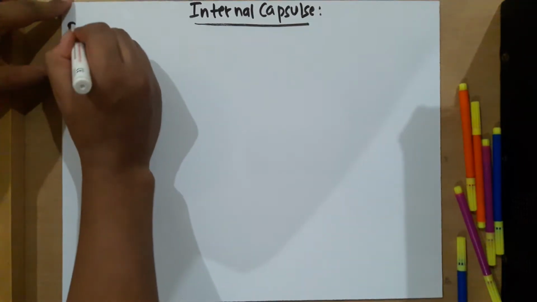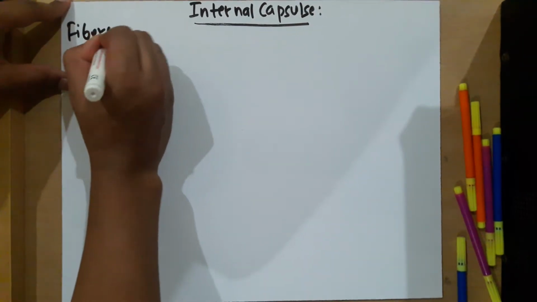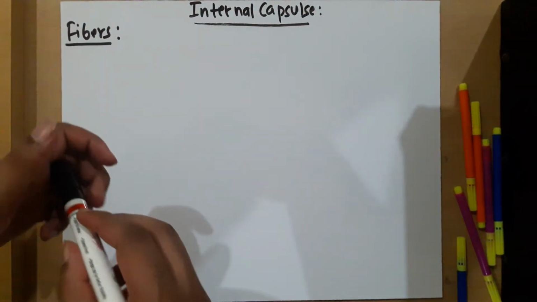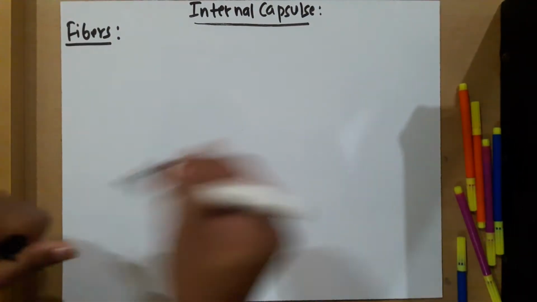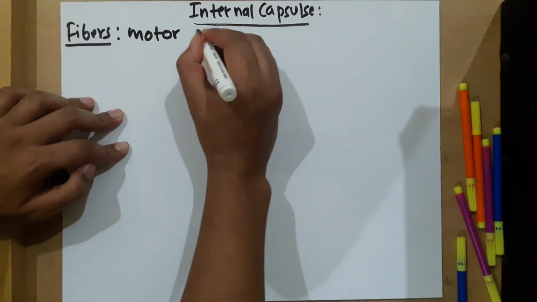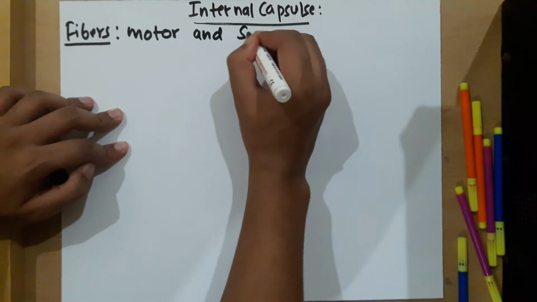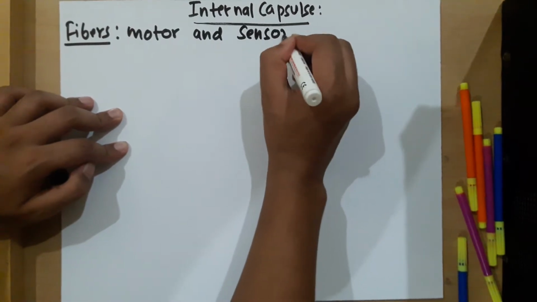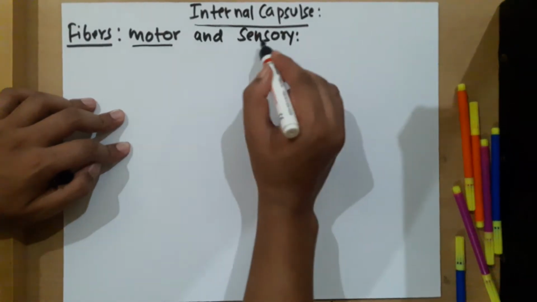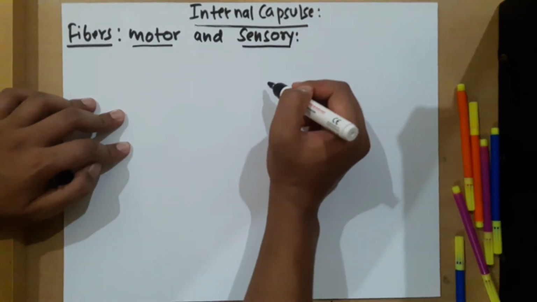So fibers, as I told in the previous video, there are two types of fibers: motor fibers and sensory fibers. Motor fibers are also known as descending fibers, and sensory fibers are known as ascending fibers.